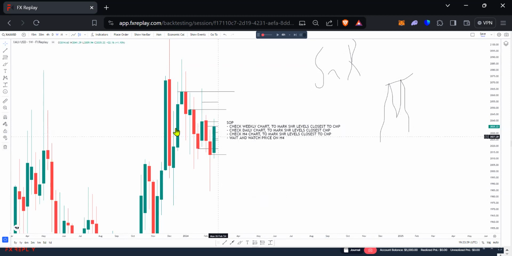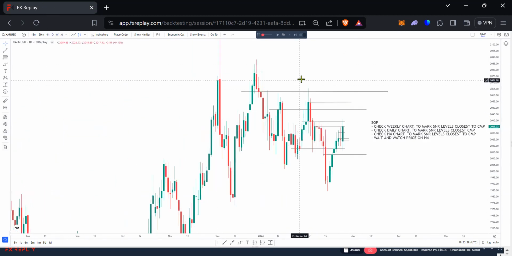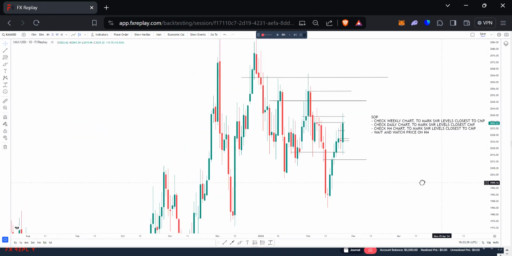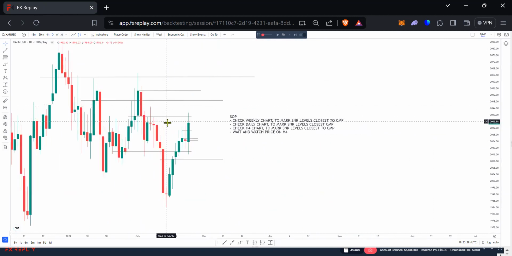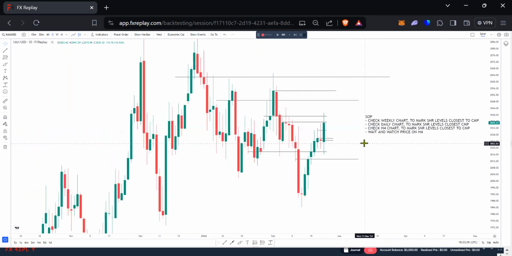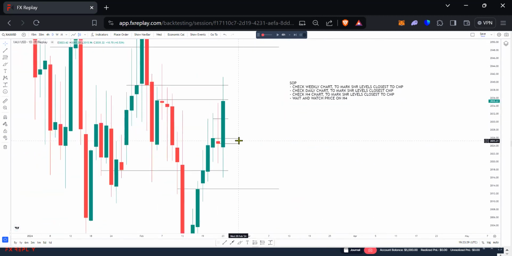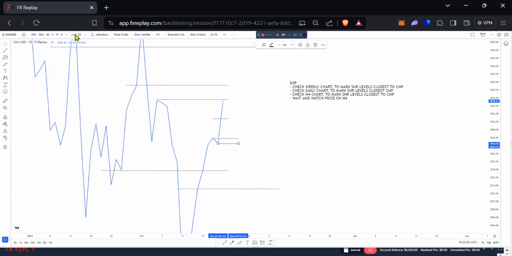We drew some from the daily time frame, right? So which one did we draw from the daily? We drew this one from the daily, this one from the daily. We also drew this support and this support from the daily. If you remember them, we drew them from the daily chart.